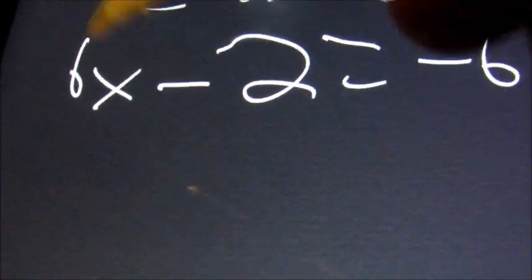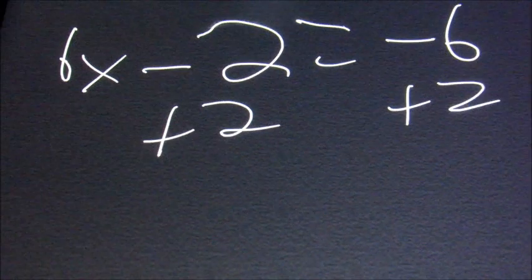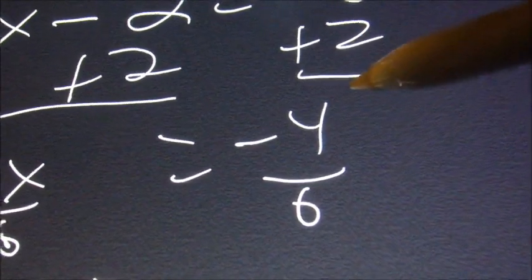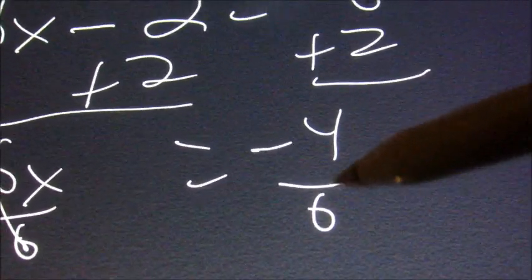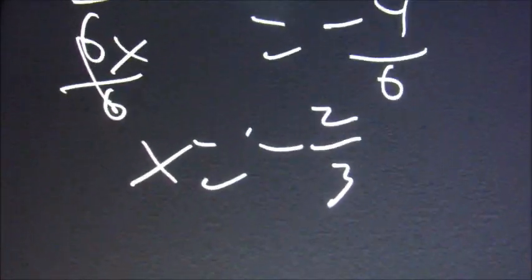But now we have kind of a problem that we've done before, so I'm going to add 2 to both sides. And I'm going to have 6x equals negative 6 plus 2 is negative 4. Divide both sides by 6. These 6's cancel. We get x equals... We can divide both the negative 4 and the 6 by 2. So we get negative 2 over 3.